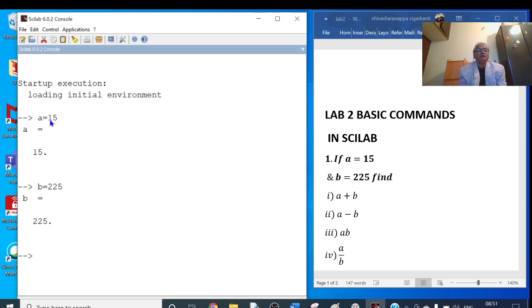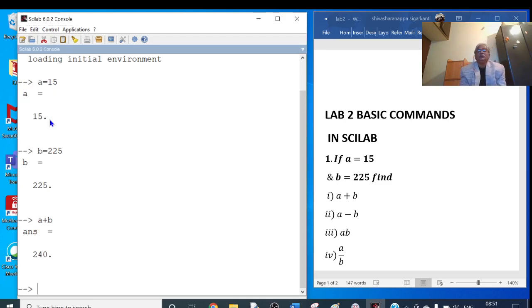What I have to find out? I have to find out A plus B. Just type A plus B. Press the enter button. I am getting it is equal to 240. Similarly, for A minus B, type A minus B. Press the enter button. For A into B, I have to write A star B. Star is for multiplication in Scilab. A star B. Press the enter button. I am getting 3375. A divided by B. For this, the command is A slash B. Press the enter button. I am getting 0.0 something here.